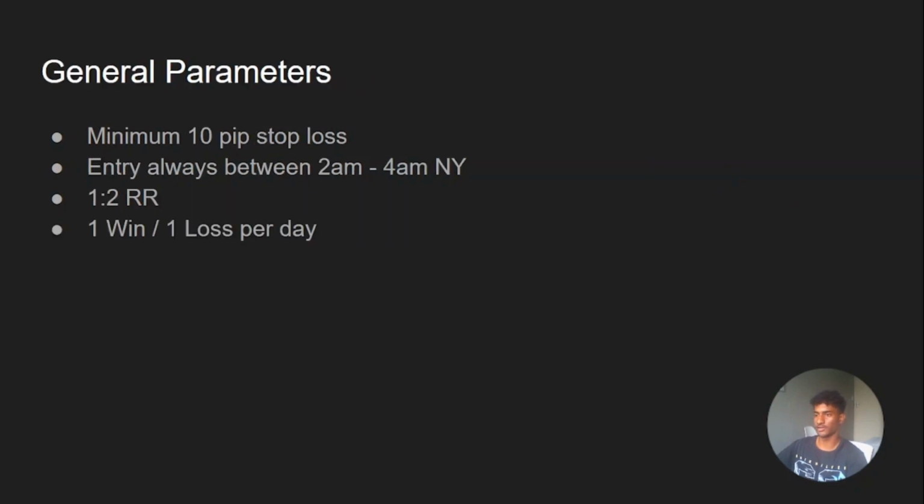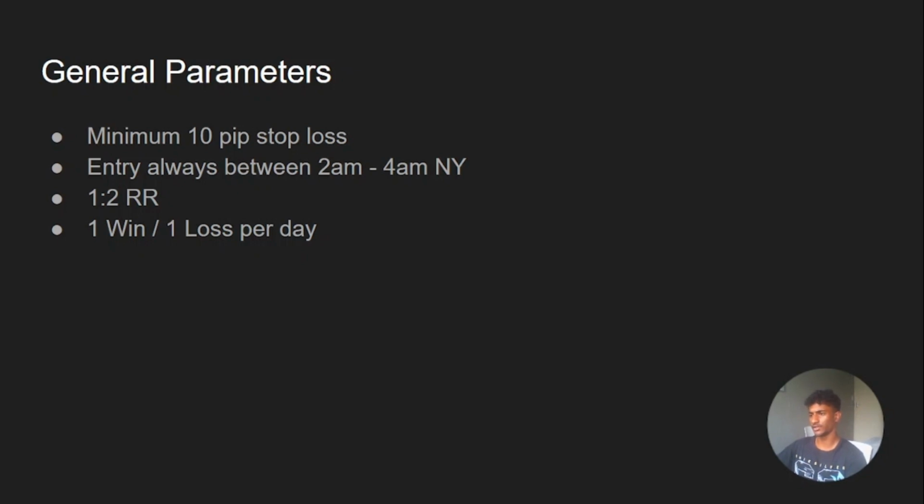So my general parameters, minimum 10 pip stop loss. I know 10 pips isn't a lot, but I'm just trading a small range usually. So just giving price some room to breathe. If there's a high or something I want to put my stop on and it's more than 10 pips, I'll just do that. But if there's a high and it's less than 10 pips, I'll just move it up to 10 pips just so price has a little room to breathe.